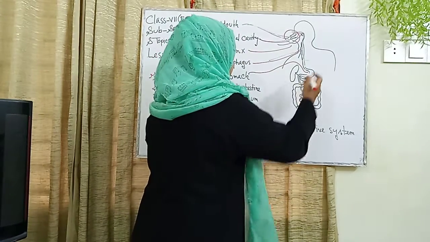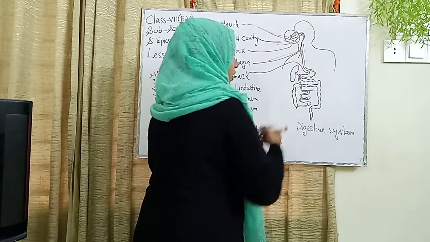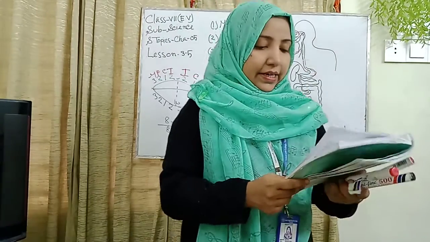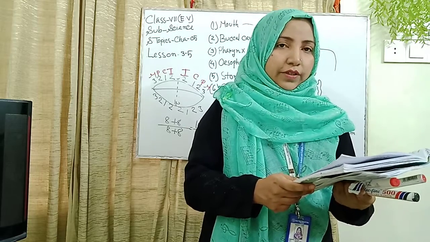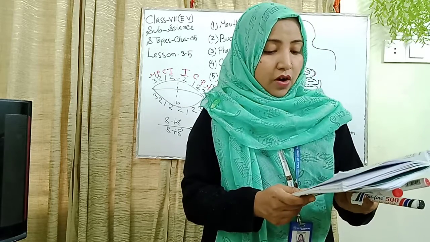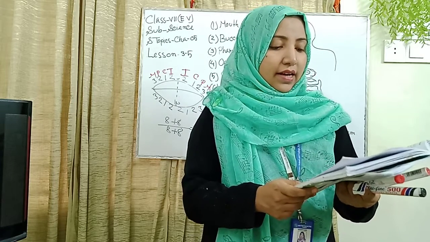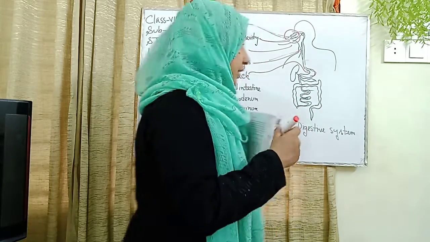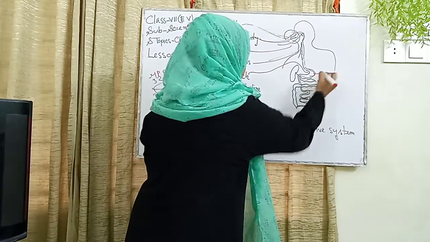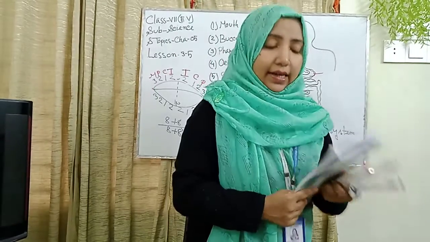Its wall is thick and muscular. Here also, the first and last parts of the stomach contain muscular rims. In the stomach, a large number of gastric glands are found. Here also see another structure. This structure is the gastric glands.